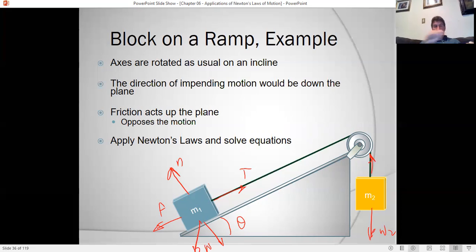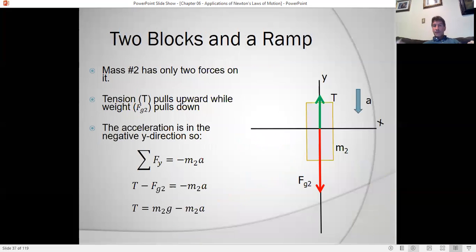This time, we have the inclined plane instead of a flat plane. So that changes friction just a little bit because it changes the normal force a little bit. M2 is no different. We still get the same equation we've gotten from Atwood's machine, half Atwood's machine. That's the same. Nothing changes.